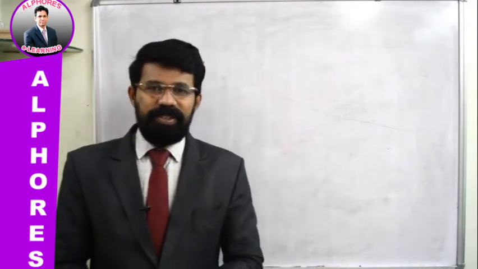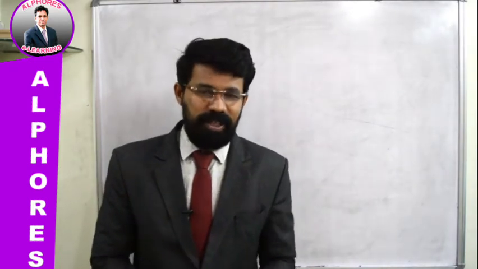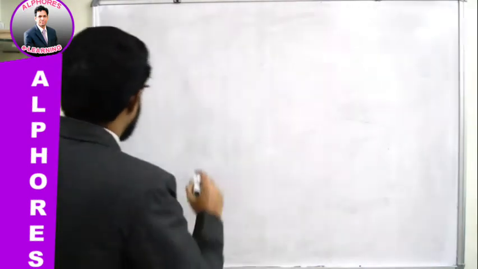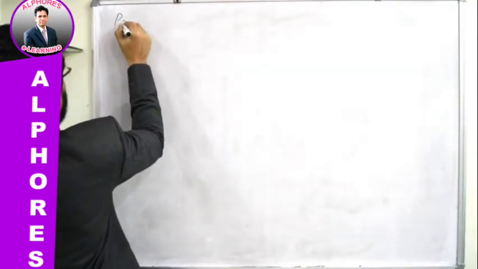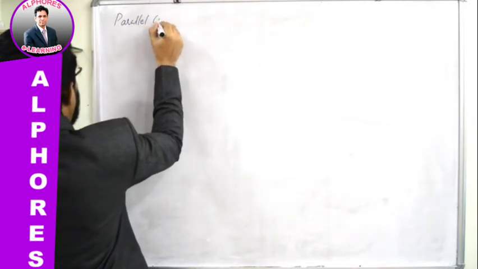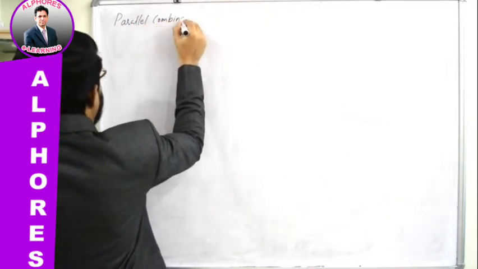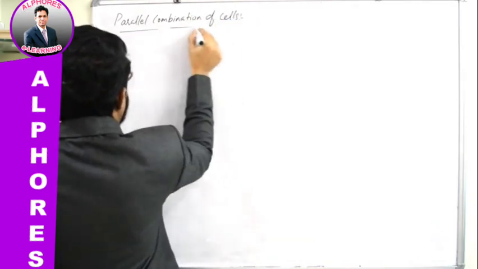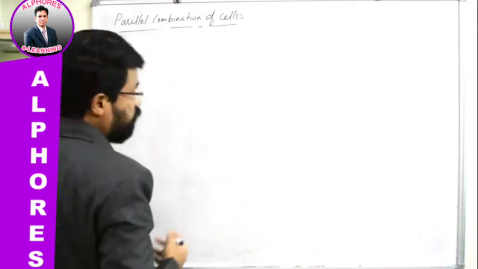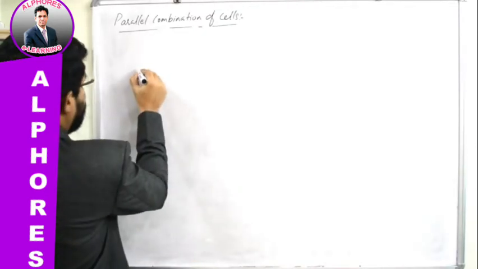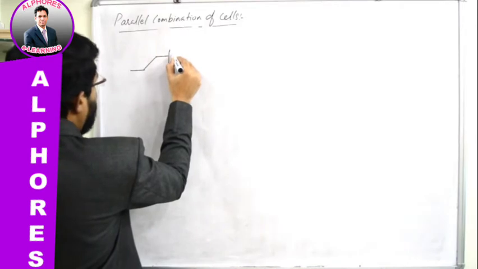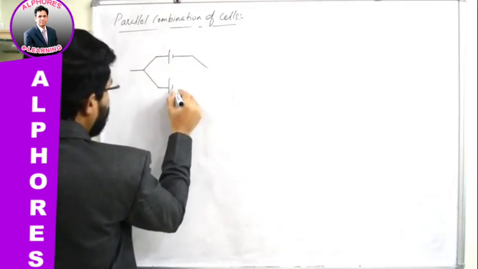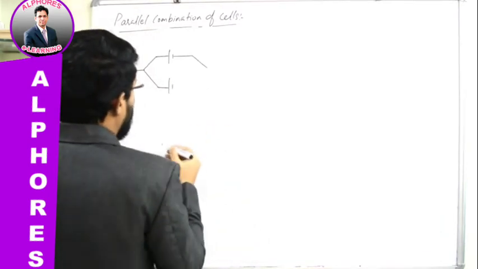In the last session we have discussed series combination of cells, and in this session we will proceed with parallel combination of cells. Let us see what we can do today. Parallel combination of cells. So I'll take two cells in parallel combination. Later I will generalize the picture. I will extend the discussion for n number of cells connected in parallel combination, and how the scenario is going to change.